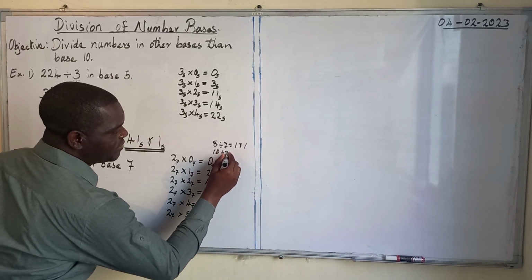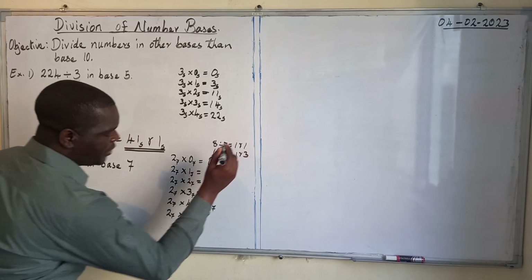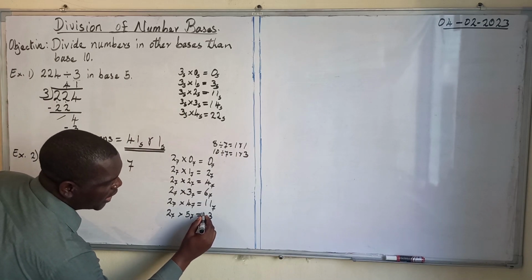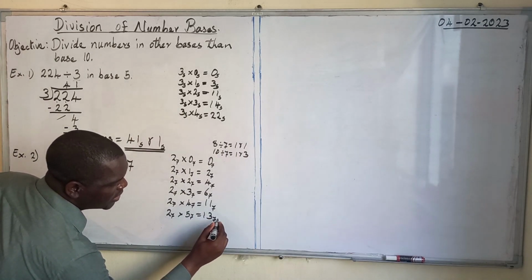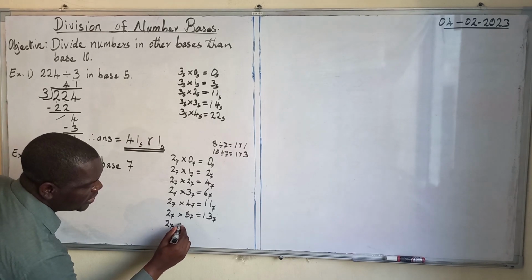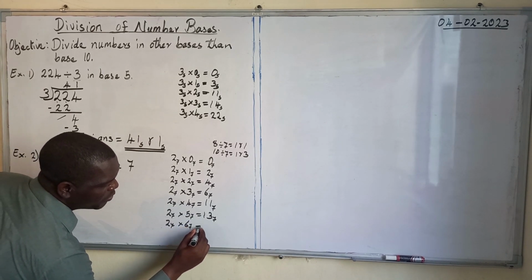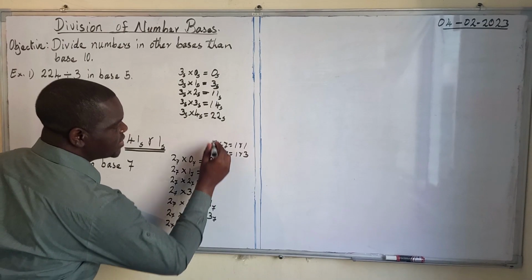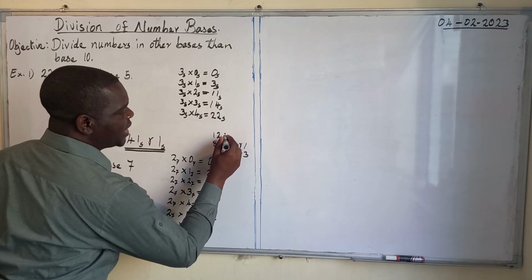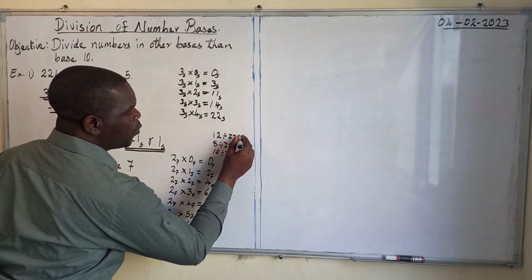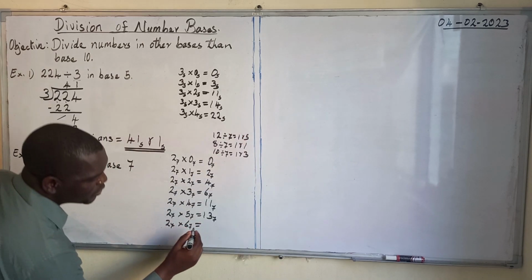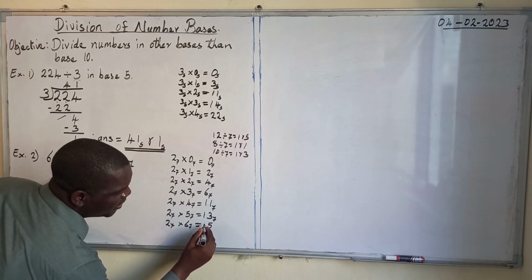10 divided by 7 is equal to 1 remainder 3. So you write your 3 first and 1 here. 2 base 7 times 6 base 7 will be equal to 2 times 6 is 12. And 12 divided by 7 will be equal to 1 remainder 5. So this will give us 5 here and 1.